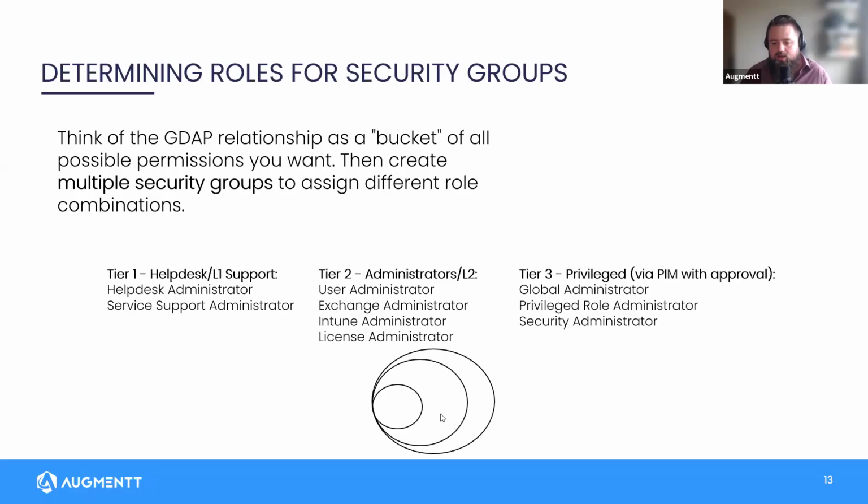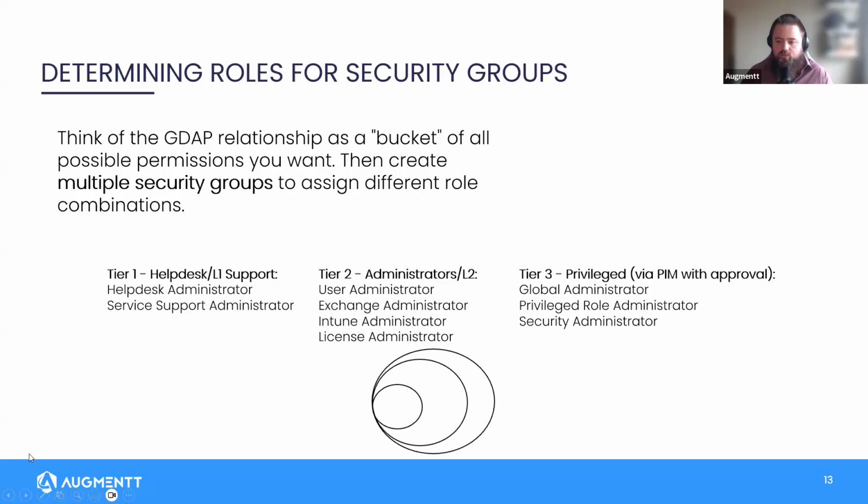I added this little drawing here. You can imagine each circle is a tier. So my tier one team only has this security group, the L1 support security group. My tier two, I'm going to give them both the L2 and L1 security groups, and the roles are additive. And then my tier three, I'm going to add them to all three security groups. That way my tier three has everything, even though with global administrator, they don't need it. Ideally, you don't have global administrator on any of the roles there.